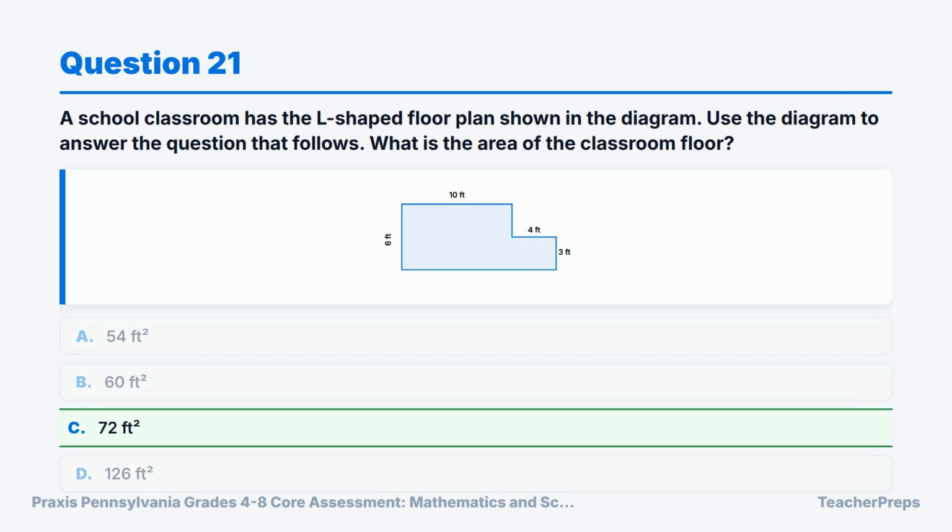The correct answer is C, 72 square feet. Splitting the room into a 10 feet by 6 feet rectangle and a 4 feet by 3 feet rectangle gives 60 square feet plus 12 square feet, or 72 square feet.